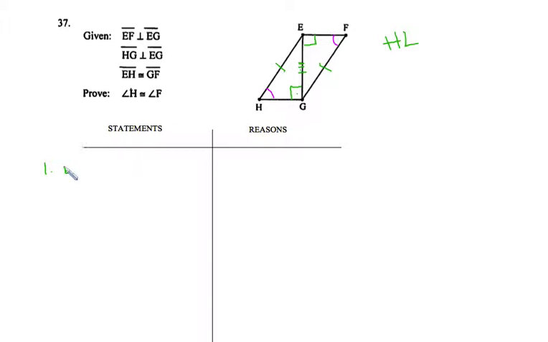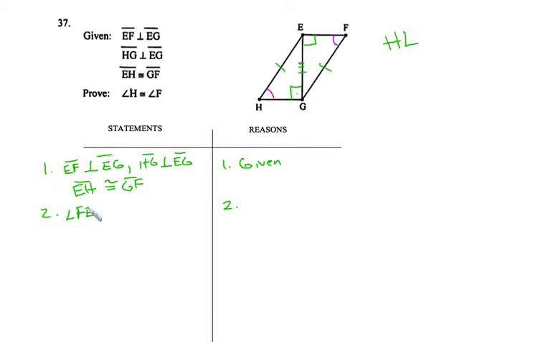I start with my given information. EF is perpendicular to EG. HG is perpendicular to EG. And I was given that EH was congruent to GF. And all of that was given to me. Now you've got to be careful when using HL. The first thing I marked was the right angle. A lot of people put that in there but then forget to say where it came from.